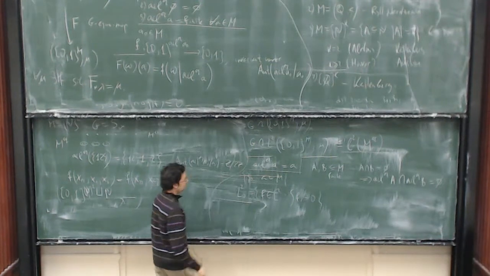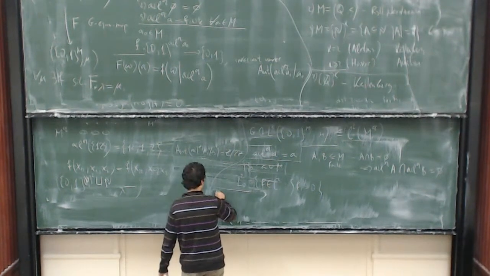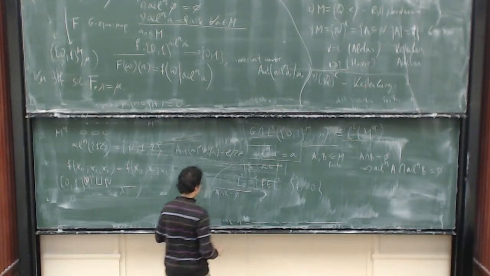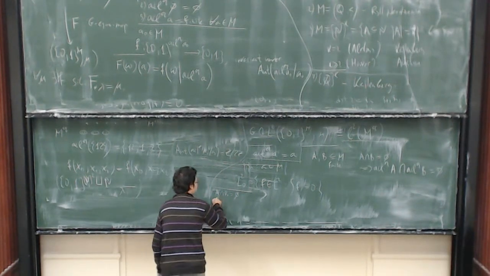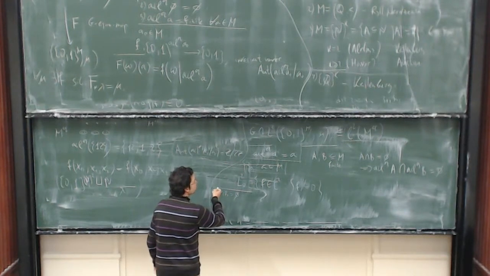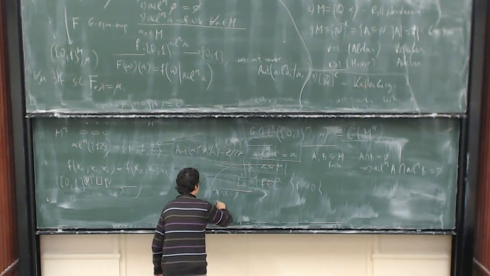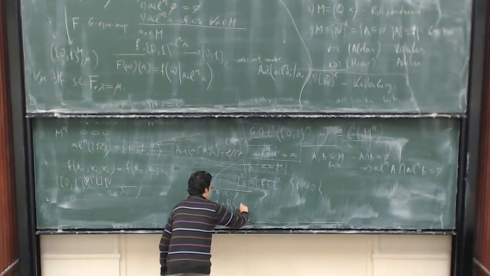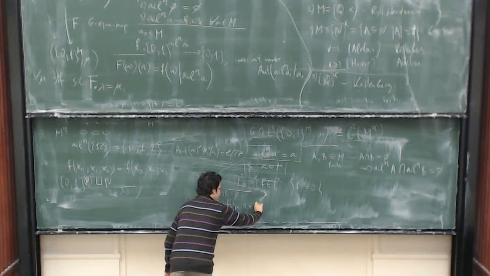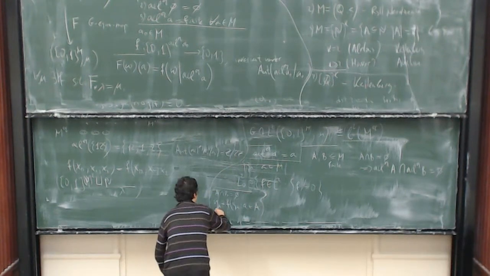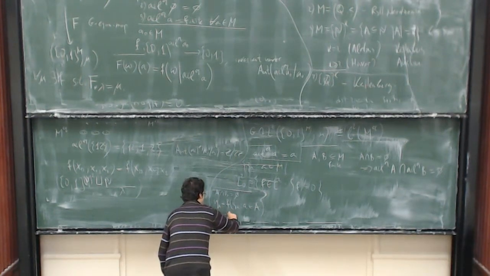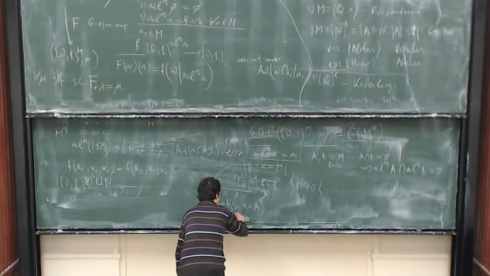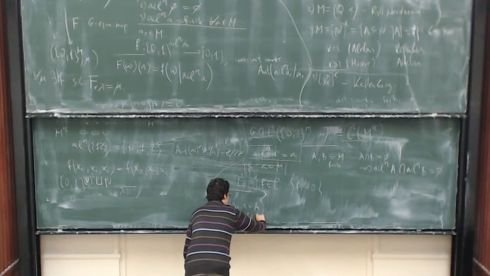Okay, so now I start with two sets A and B, which are disjoint. And then maybe I have some function. How do I want to call this? Maybe eta A, which is some function of the xi_a, a in A. And then I also have another eta B, which is some other function of the xi_b, b in B.